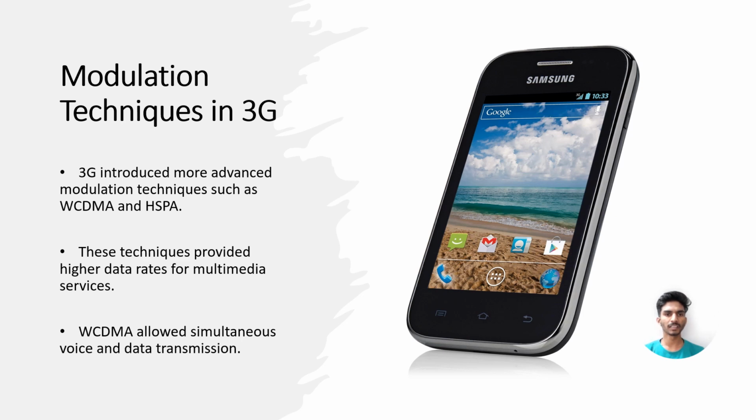Modulation technique in 3G. 3G introduced more advanced modulation techniques such as WCDMA and HSPA. These techniques provided higher data rates for multimedia services. WCDMA allowed simultaneous voice and data transmission. In this technique, 3G was the first generation where the internet was introduced.